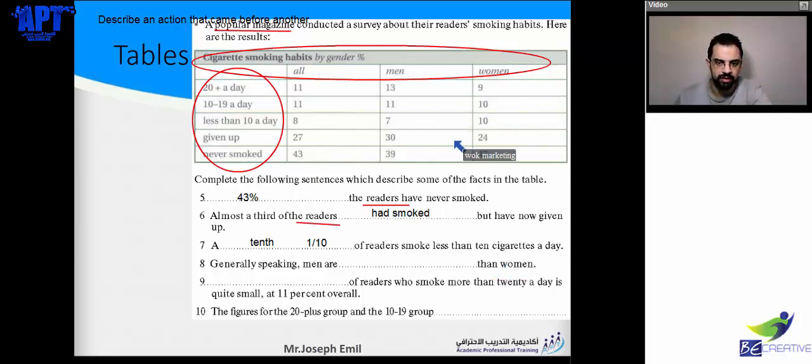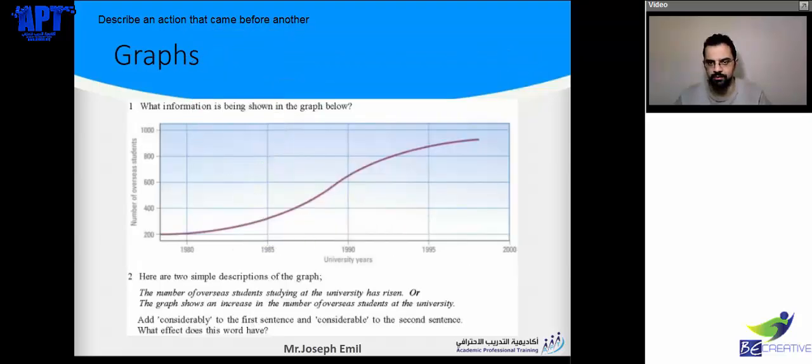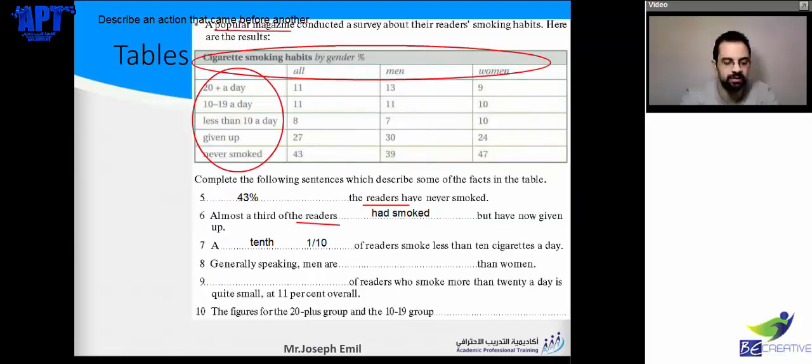13, 9, 11, 10. 39 who have never smoked, 47 have never smoked. Okay, those who have given up, 30 compared to 44. 7 smoke less than 10 a day, but 10 women smoke less. Okay, but 11 smoke 10 to 19 compared to just 10, and 13 compared to just 9 smoke 20 plus a day. So men are heavier smokers. This is a very general observation, and it can summarize a lot of the information provided in the graph.